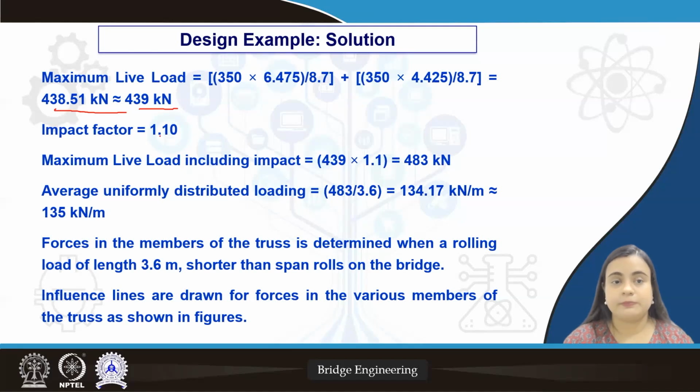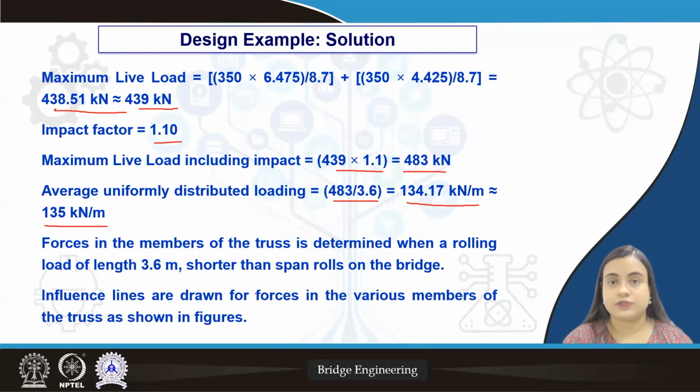We can consider an impact factor of 1.1. So the maximum live load including impact will be 439 times 1.1, that is equal to 483 kN. The average uniformly distributed loading will be 483 divided by 3.6, that is the wheel length. So that is equal to 134.17 kN per meter, which can be approximated as 135 kN per meter.